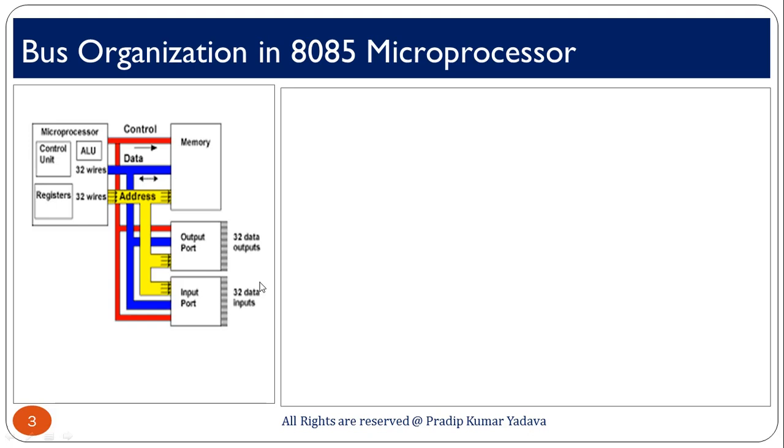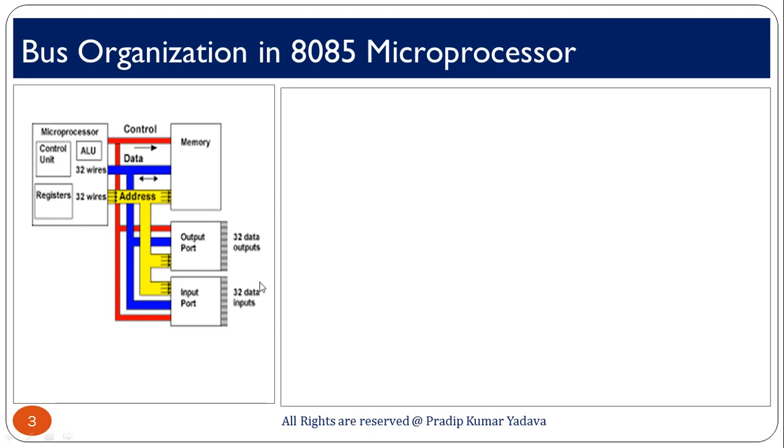And as in an earlier video I have already discussed memory. Memory is the storage area to store data, instructions, everything is stored in memory. And we have registers also. Registers are used to store data temporarily during the operation.